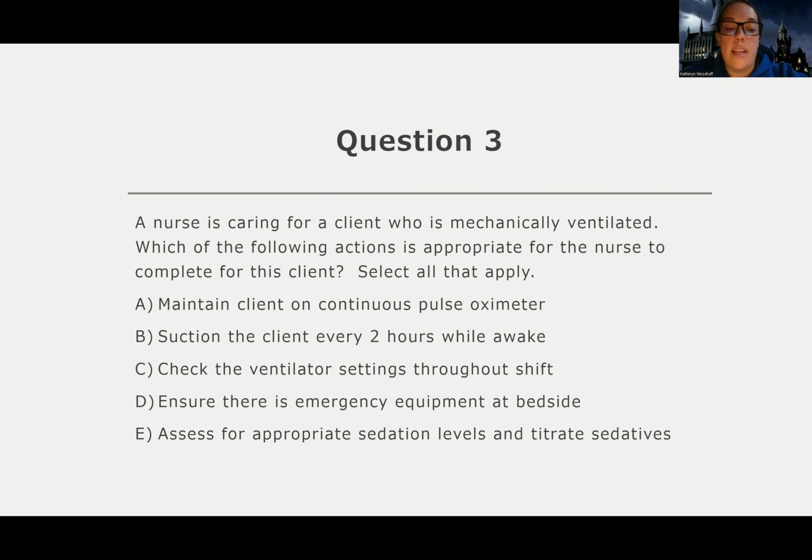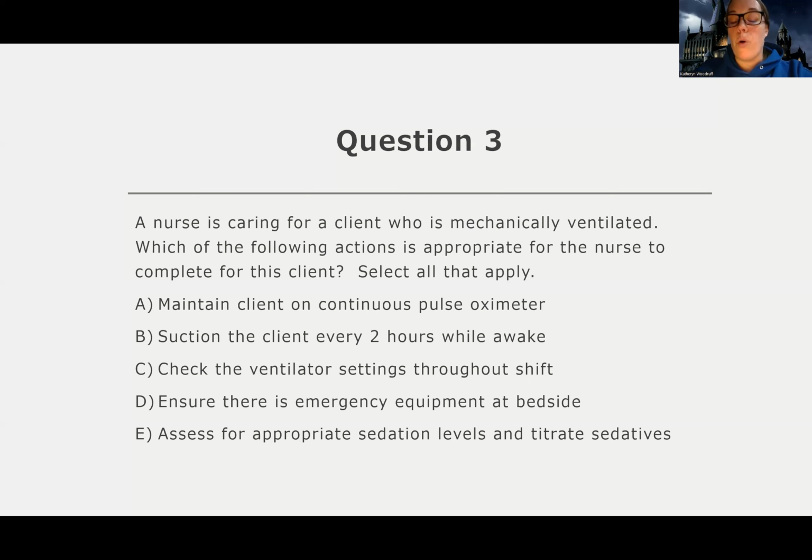Check the ventilator settings throughout the shift. Is that my role as the nurse? I think it is. I need to know what the patient's on. It's not necessarily that I can change them, but I need to know. It's kind of like an order for a patient. Like that's one of the orders. So I need to make sure that the orders are being carried out appropriately, and what settings they're on.